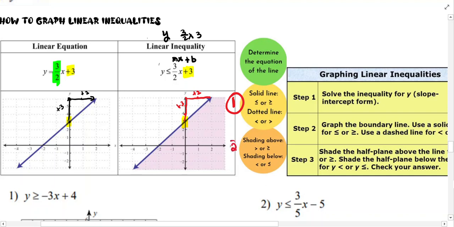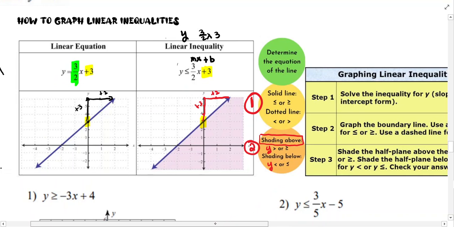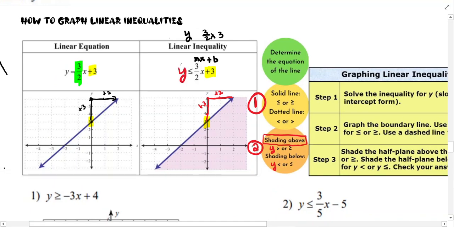The next one is, where are the solutions? Are the solutions above the line or below the line? Well, as long as you have the y on the left-hand side, y greater than, then the greater than means that you're shading above. And if you have the y on the left-hand side and you have less than, then the shading is going to be below. And so this one has the y on the left, and it says less than or equal to, and that's why the shading is below. There's an equal sign, and that's why this is a solid line.